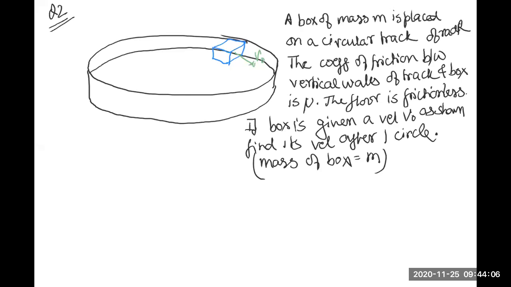Zoheb, it is written: the box is given a velocity of v naught as shown.